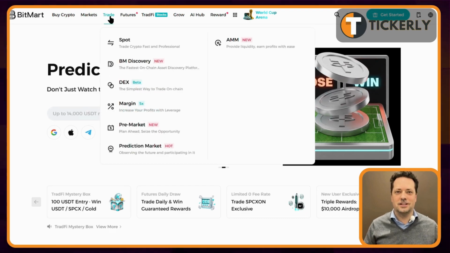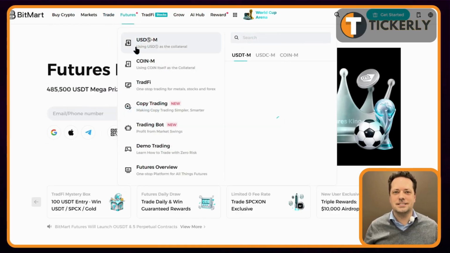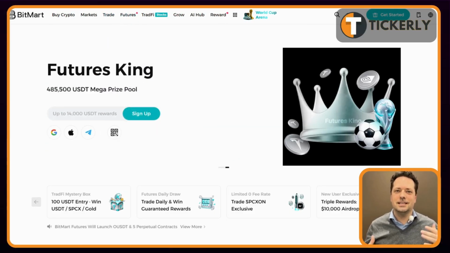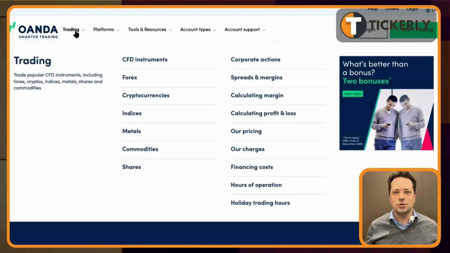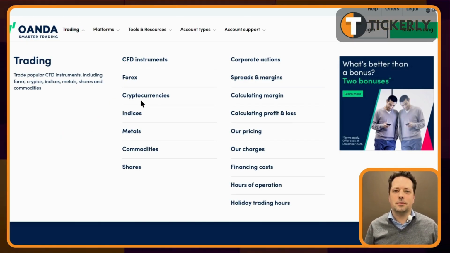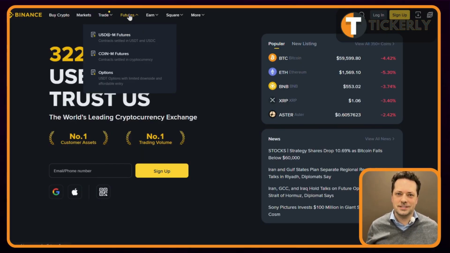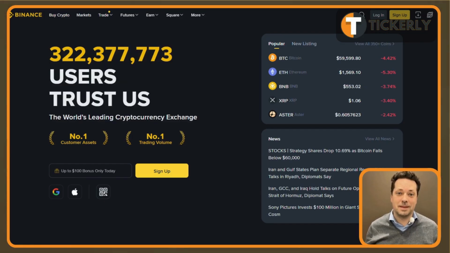This is the starting point, and it's where Tickerly's core functionality lives. Your strategy generates a signal on TradingView. Tickerly receives it. The trade executes on your exchange automatically, around the clock. You can do this on spot markets or on leveraged futures. The difference between the two is really about risk and capital efficiency, not mechanics.